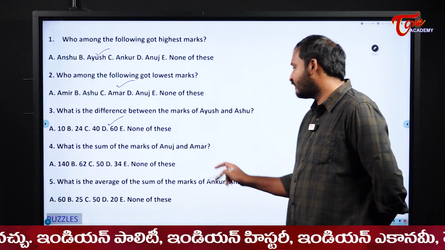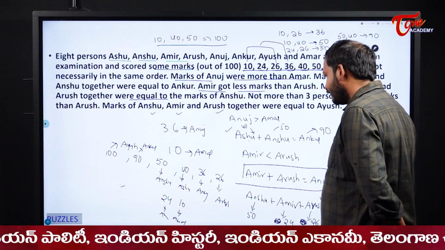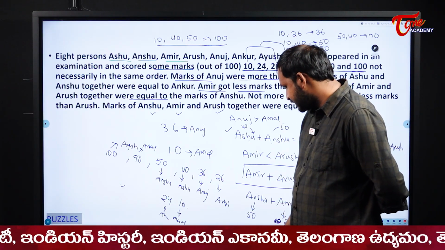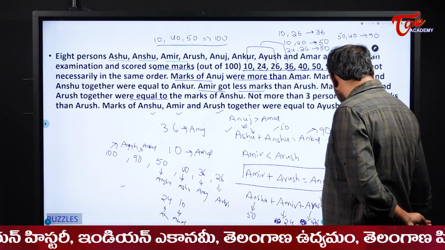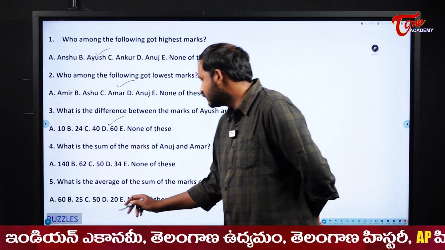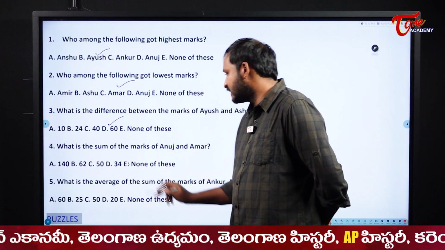What is the sum of the marks of Anuj and Amar? Anuj is 36, Amar is 10. So it will be what? 46 for us. None of these will be the answer for us here.